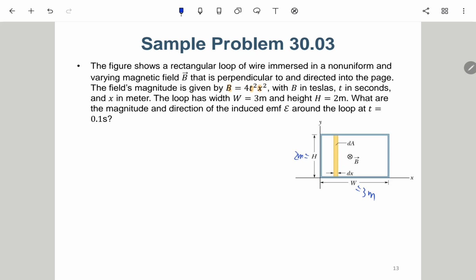What are the magnitude and direction of the induced EMF around the loop at t equals 0.1 second?